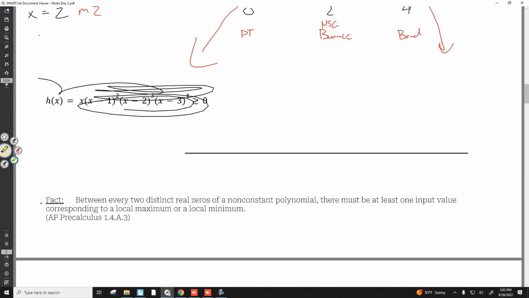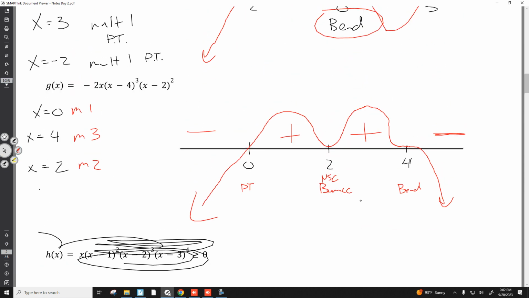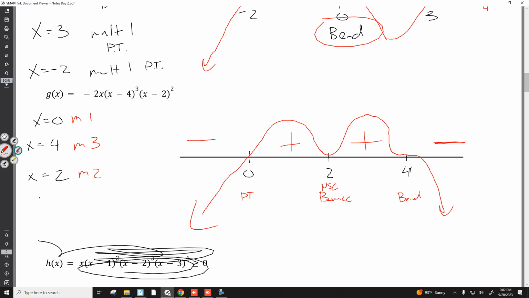Fact, between any 2 zeros, you're going to have a max or a min. This is something that you will see sometimes on the test where it's like, hey, how many maxes and mins does this have? Well, if you could sketch the graph, you can kind of see max, max, min. Now, what do we call this location of a bounce?